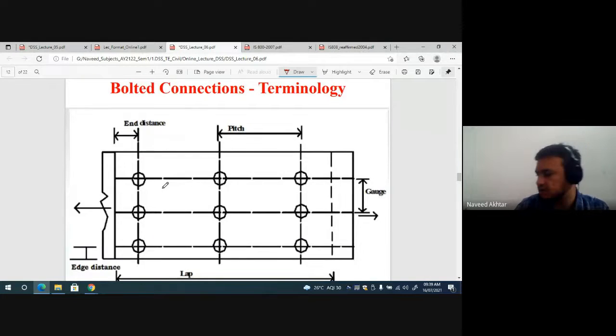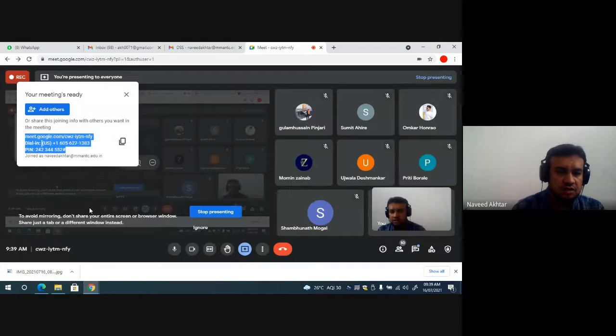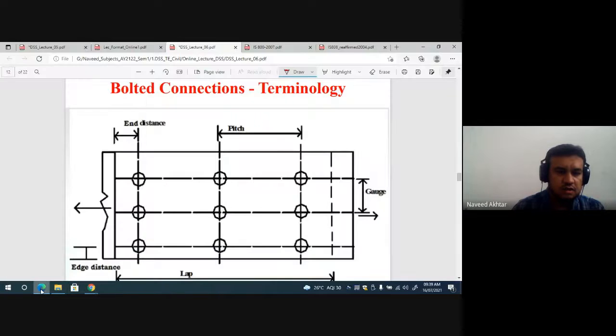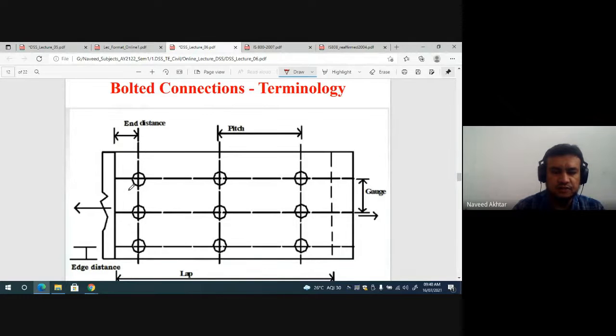Now we will come to know the terminology in the bolted connection.